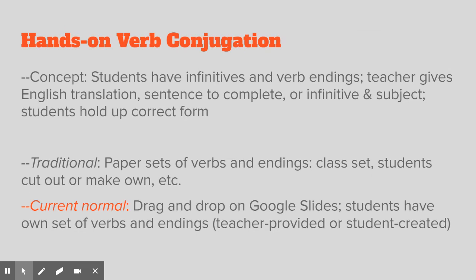Our next activity, hands-on verb conjugation. The concept is that students are given infinitives and verb endings for whatever tense you may be working on. And then the teacher can give an English translation. So I might say, I drink. I might give them a sentence to complete in the target language. So I might say like, yo blank agua. And students would have to come up with I drink to fill in that sentence.